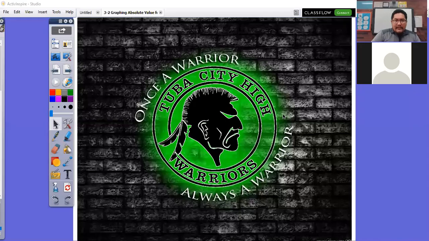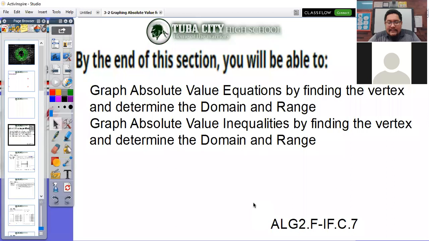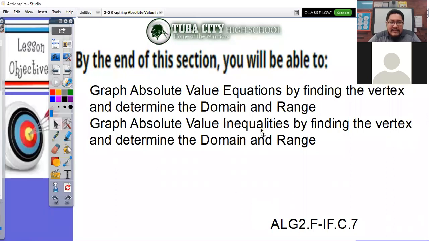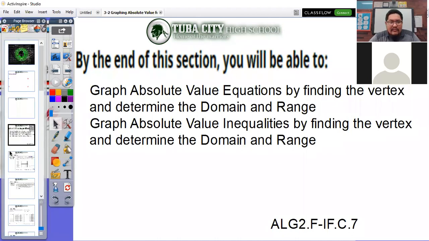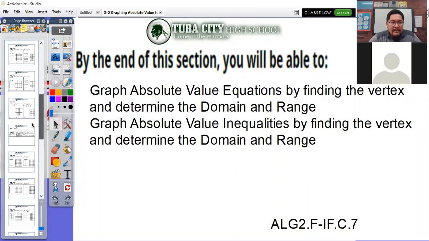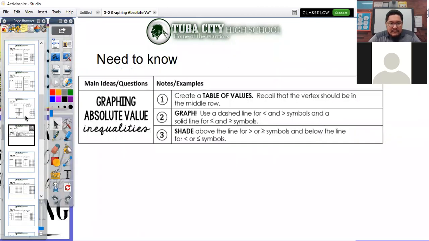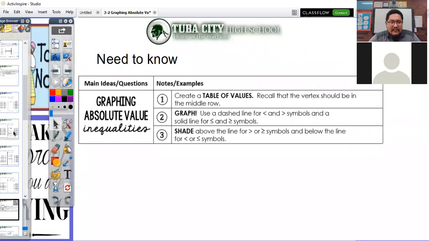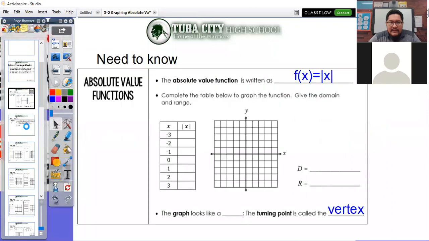Okay. All right, so let's go ahead and complete those. The second objective here, so we got the graph absolute value inequalities, and we're going to use the same method by finding the vertex and then determining the domain and range. So same thing we did from yesterday, but the one we're going to work on today is going to be largely the same thing.